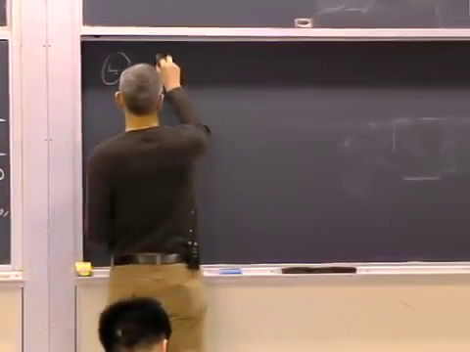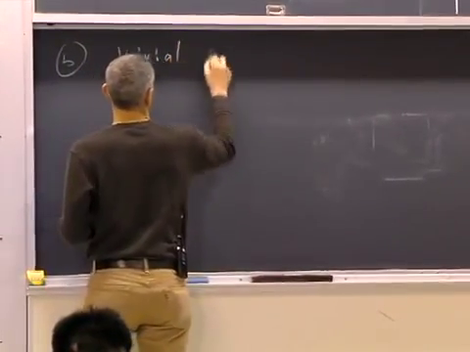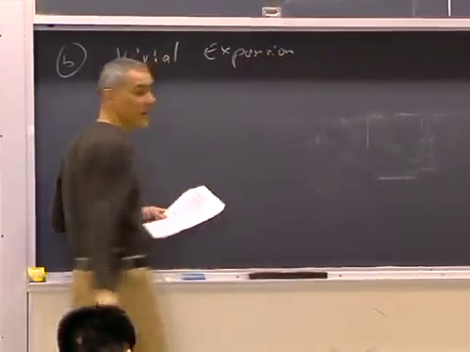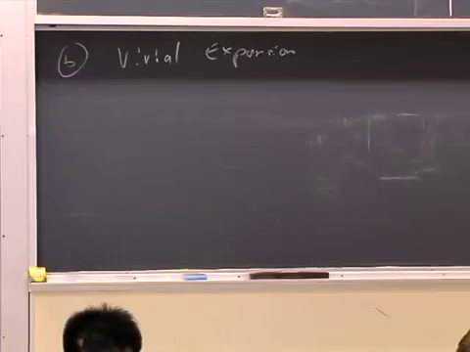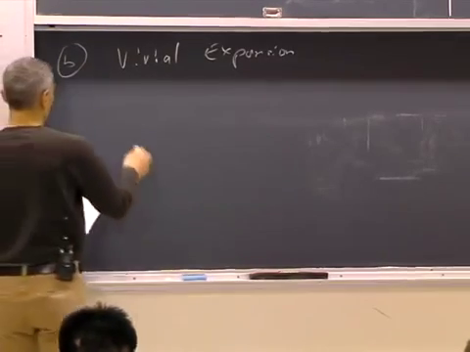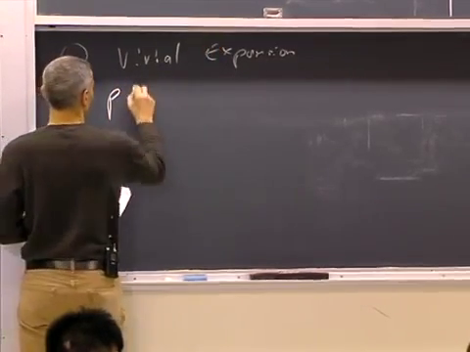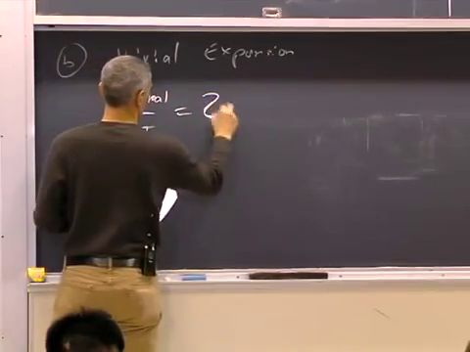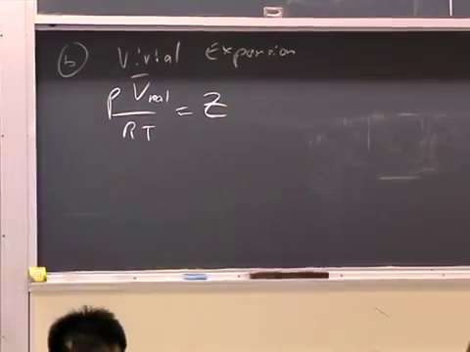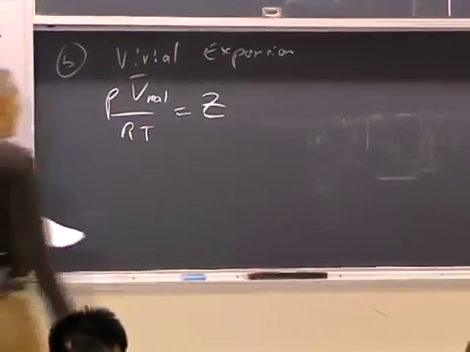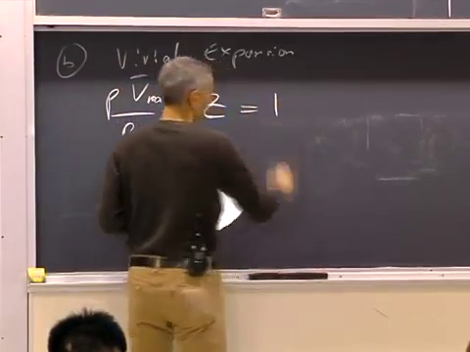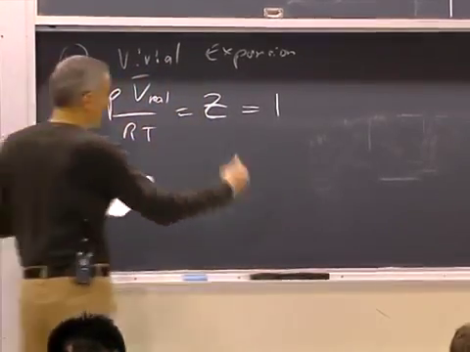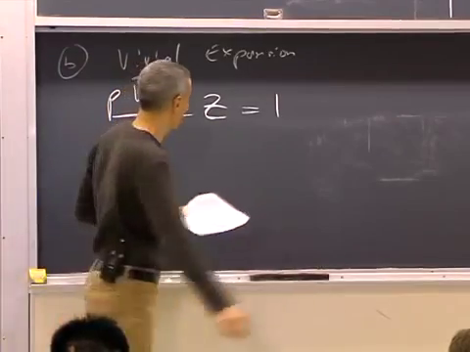Another one is the virial expansion. It's a little bit more useful. What you do is you take that fudge factor and you expand it out into the Taylor series. So we have PV real over RT is equal to Z. Now we're going to take Z and say, all right, under most conditions, it's pretty close to 1 when it's an ideal gas. And then we have to add corrections to that.